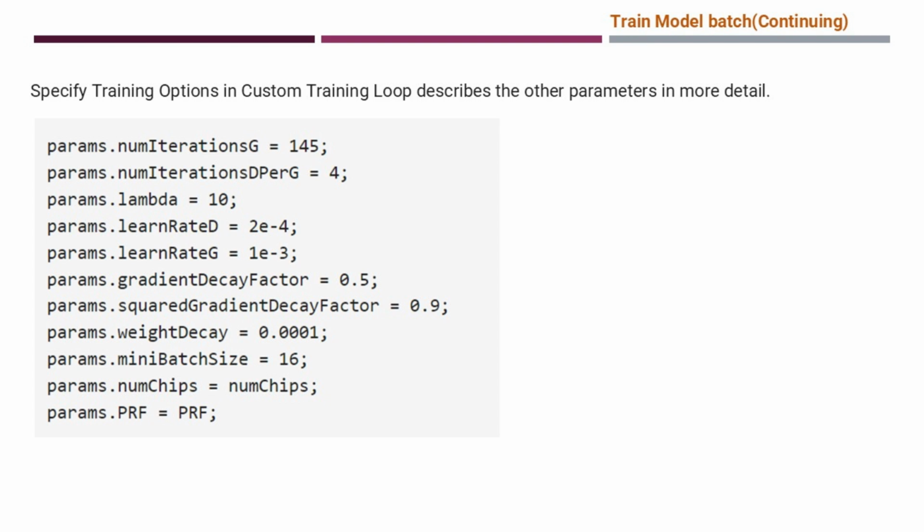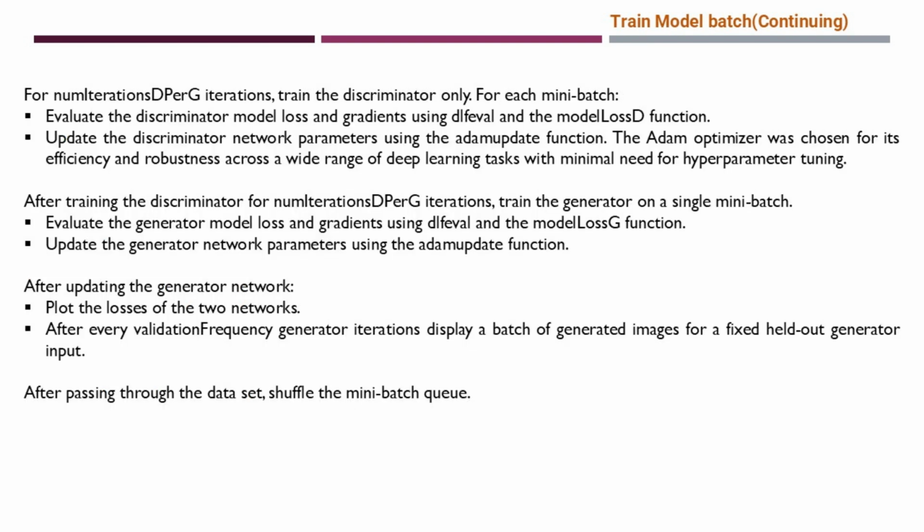As shown here, for num iterations d per g iterations, train the discriminator only. For each mini-batch, evaluate the discriminator model loss and gradients using dlfeval and the model loss d function. Update the discriminator network parameters using the adam update function. The Adam optimizer was chosen for its efficiency and robustness across a wide range of deep learning tasks with minimal need for hyperparameter tuning.